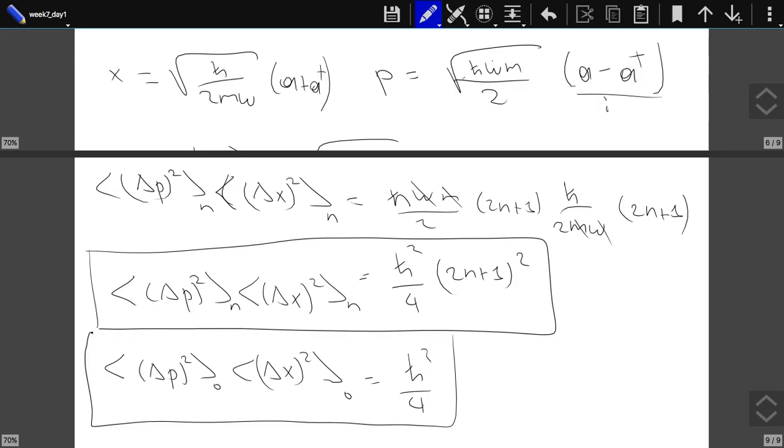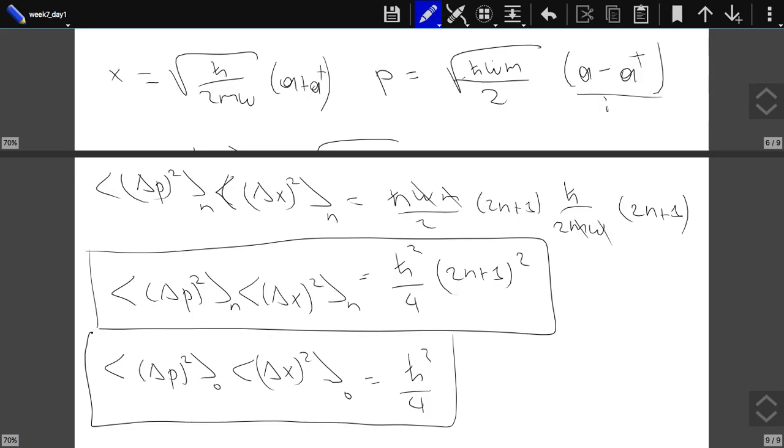Well, let's see. You see, for energy eigenkets, the product of the uncertainties in delta x and delta p increases. That's our result. So only for the ground state, it is h bar squared over 4. For example, for the first excited state, it is 9 times h bar squared over 4. So it increases quite fast.